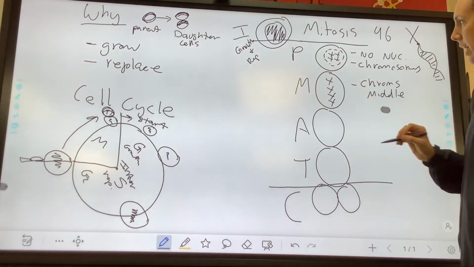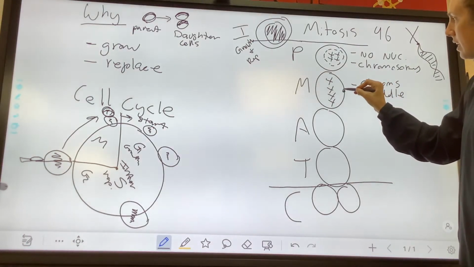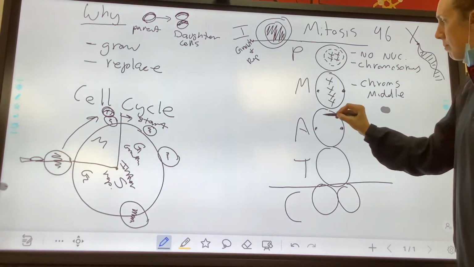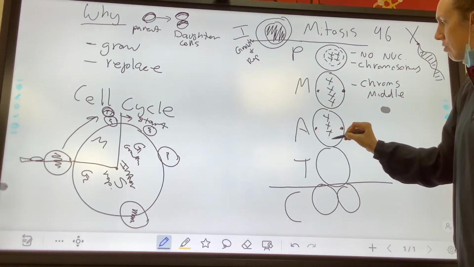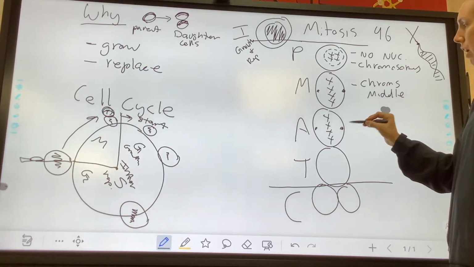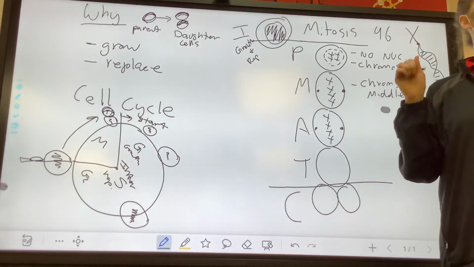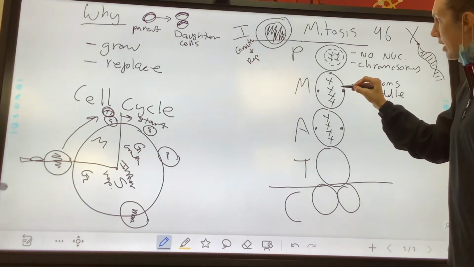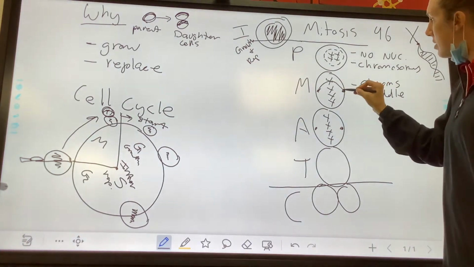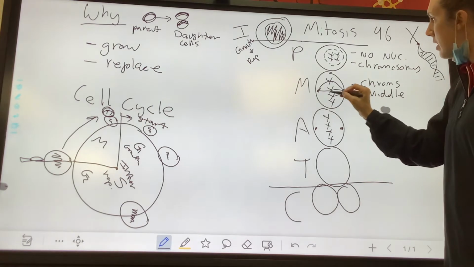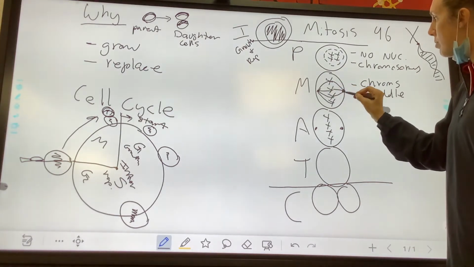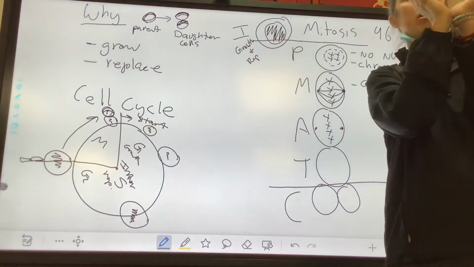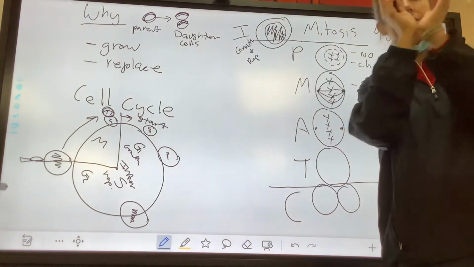Okay? Now, on either side here, this is where the two different sides are going to form. You have these finger-like projections called spindle fibers. Okay, spindle fibers are attaching to the sides of the chromosomes. And the reason the chromosomes are an X is because half of the X, they're copies of each other. Half of the X goes to this side, half goes to this side.